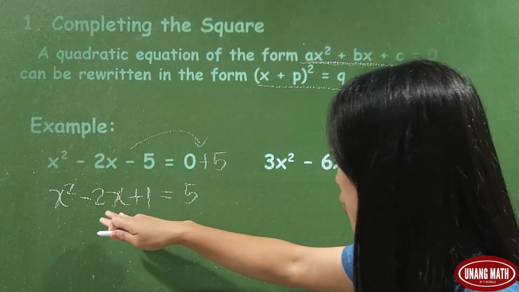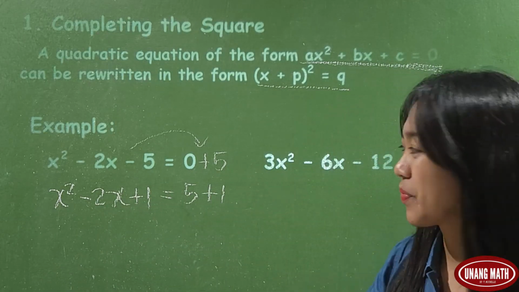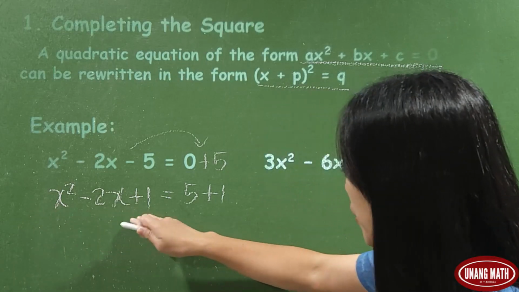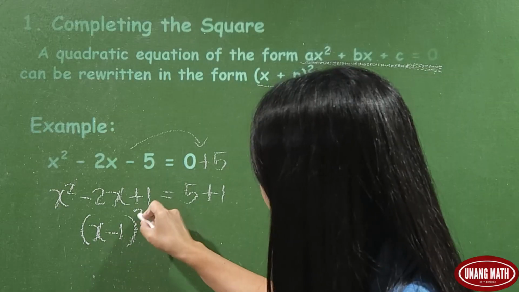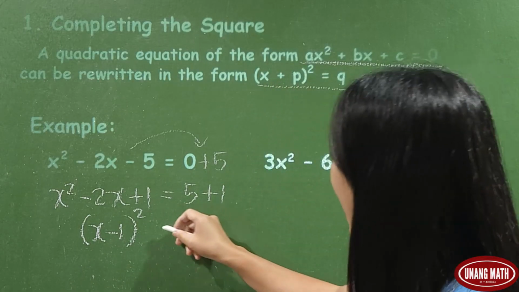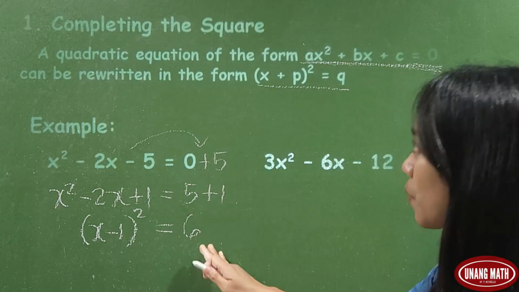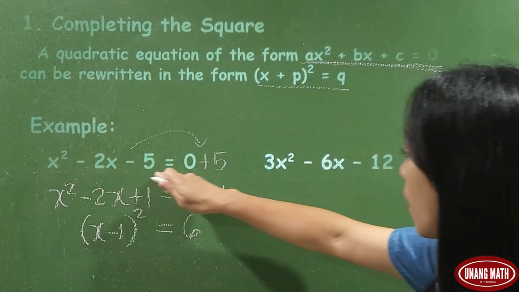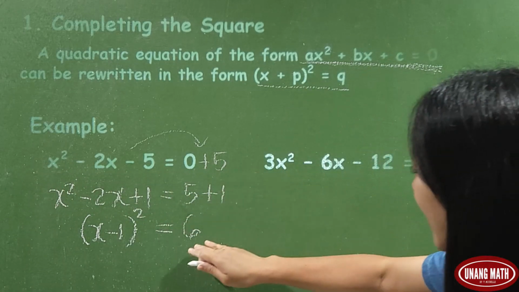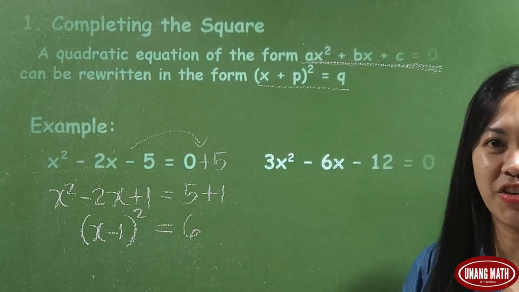Okay, since this is an equation, we have to add 1 on this side also. Okay, this is our perfect square trinomial. If we factor that out, it's (x minus 1) squared. And this is equal to 6. So this is what we call completing the square. From this quadratic equation, we rewrite in this form of equation.